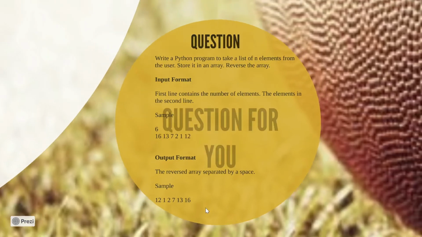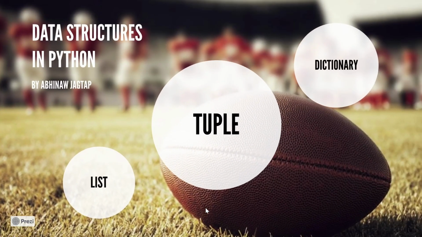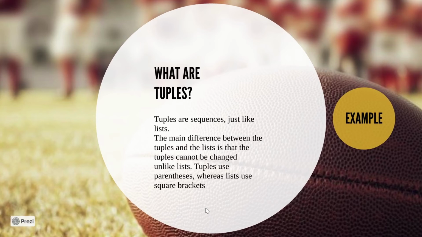Now let us go to the next part, that is tuples. Now tuples are almost similar to lists. The main difference between tuples and lists is that tuples are immutable. That means we cannot change tuples. For example, in a list we could append to the list, or instead of 10 we could write 20 or 30, but in tuples, once a tuple is created, it cannot be changed.